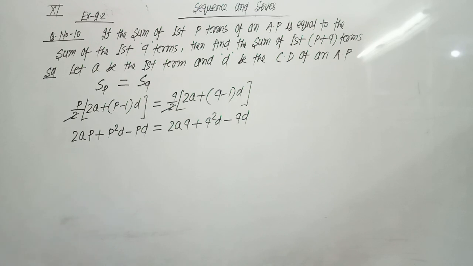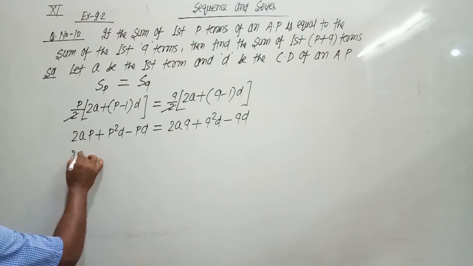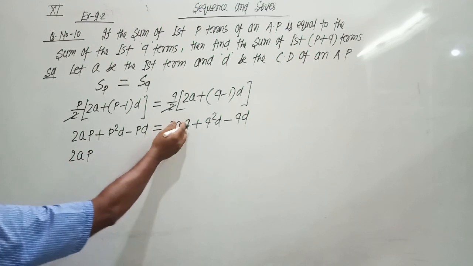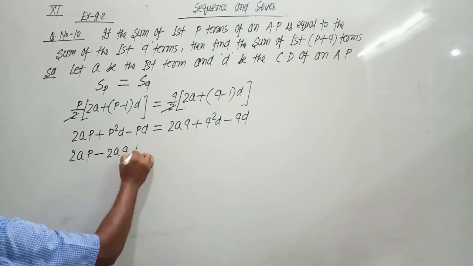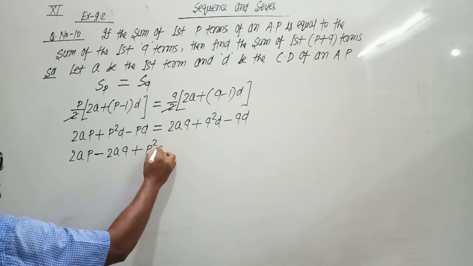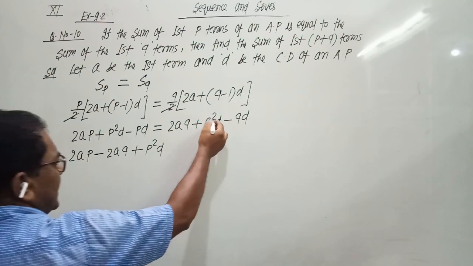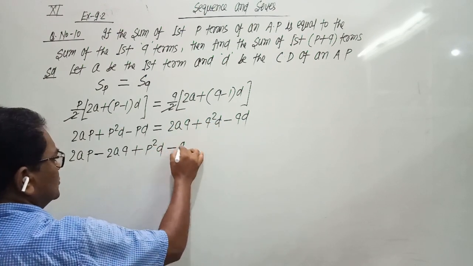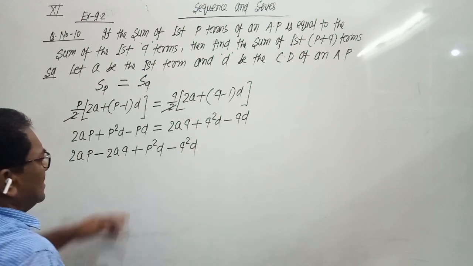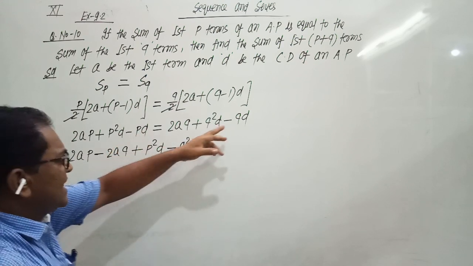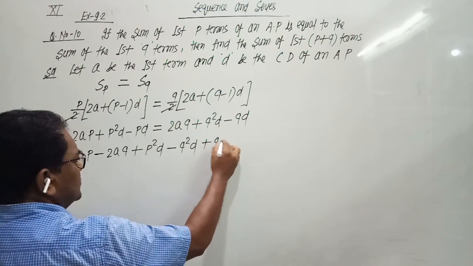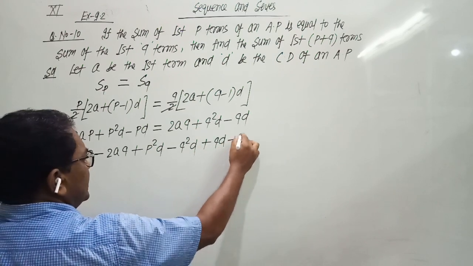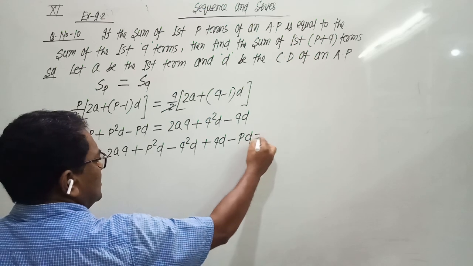From here, 2aq goes to the left side and becomes negative, and q²d also goes to the left side. The terms −pd and −qd come to the left side, and −qd becomes +qd. So we get 2ap − 2aq + p²d − q²d + qd − pd equals 0.